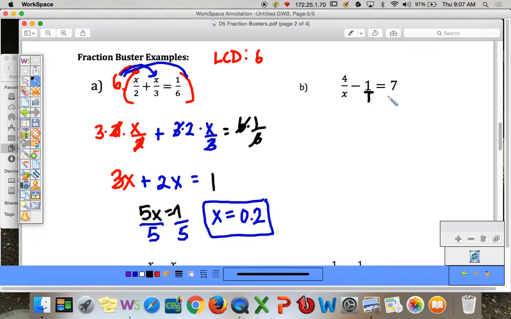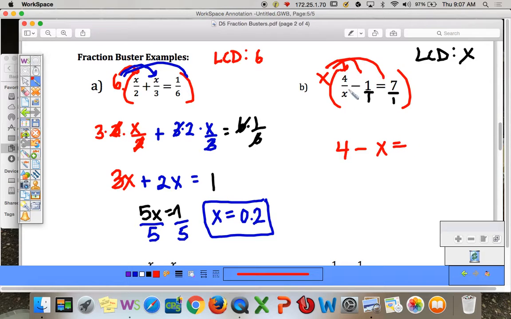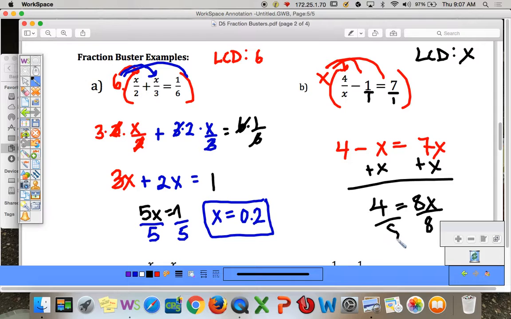We have x, we have 1 over 1 and 7 over 1. So here the LCD is x. Let's multiply everything by x. So if we multiply this first one, x times 4 over x, the x's will cancel, we'll get 4. Here nothing cancels because there's not an x on the bottom, so this will be minus x. Same thing here. X times 7 is 7x. Okay, let's get rid of the smaller x. In this case, it's minus x, so we'll add x to each side. We get 4 equals 8x. Divide each side by 8. And if you simplify, that's the same as 0.5.